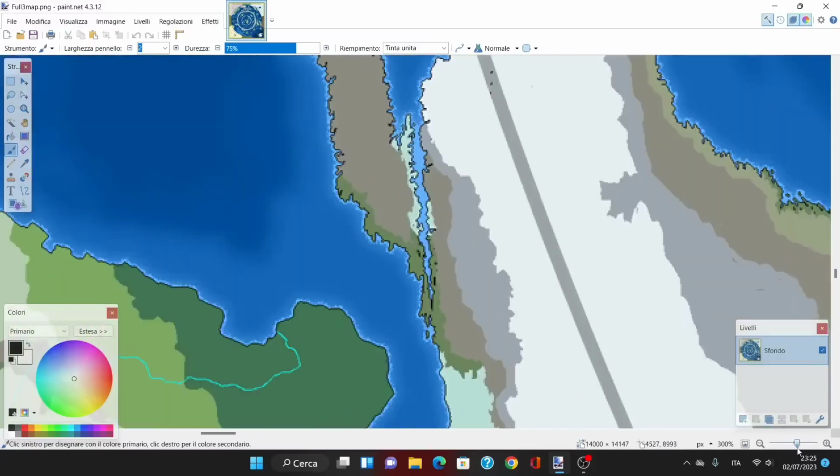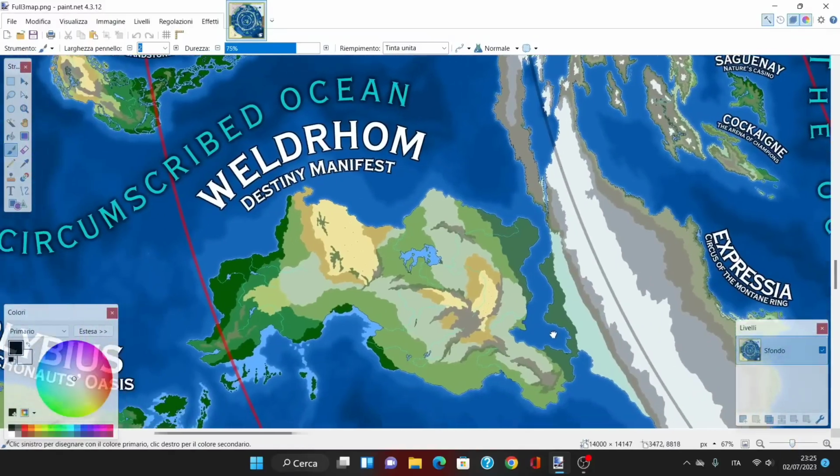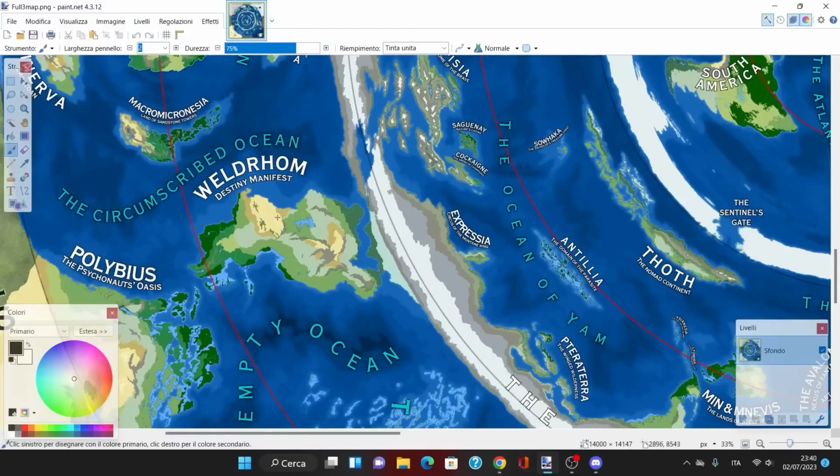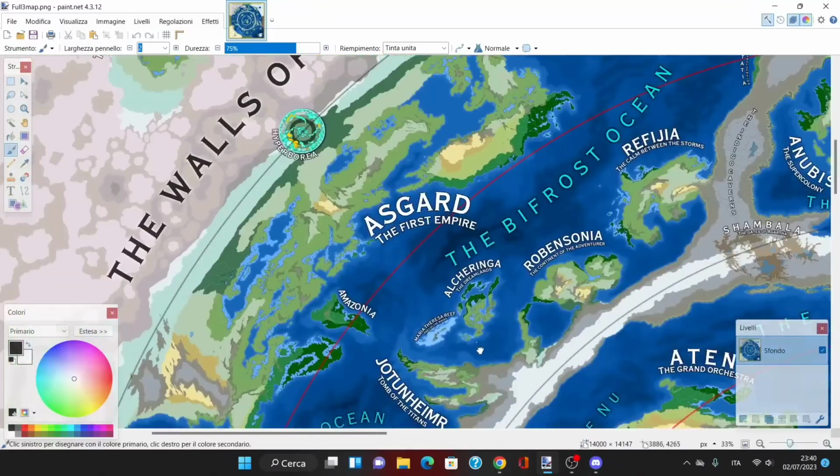And you will be encountering the continent of Weldhorn, the Destiny Manifest continent. But then again, we don't really have to talk about Weldhorn now. We still have to learn a lot of information. I myself need to learn about this information. So Weldhorn is a part that I don't know. What I do know is Asgard.